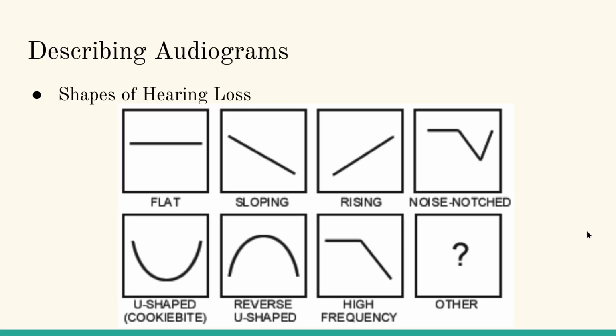Here are just some shapes of the different audiograms for you to remember. Flat, sloping, rising, noise notched, U-shaped, which we haven't talked about really. Another term for that is cookie bite. That's what I prefer. It looks like you took a big bite out of a cookie. Reversed or U-shaped is the same as a trough-shaped audiogram. Then a high-frequency audiogram is where it's normal in the lows but sloping in the highs. And there are other patterns that don't fit any description very well.